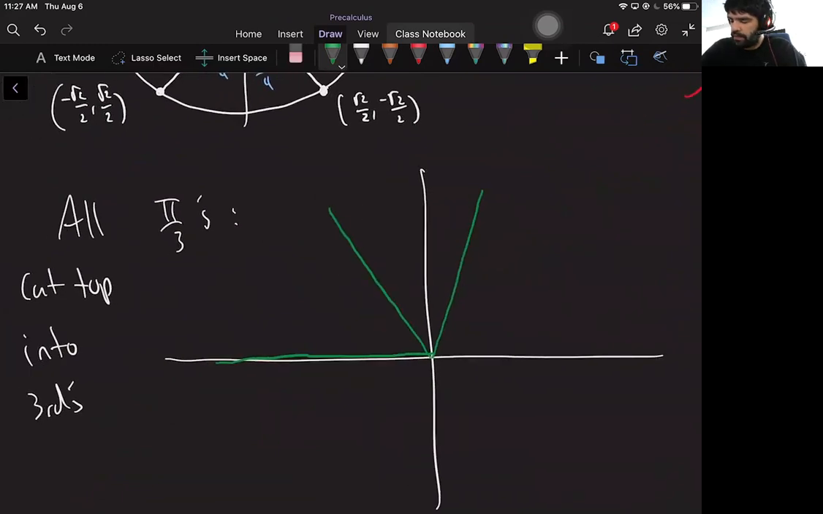So then what's going on is that this first angle is your pi over 3, and the next one is just another pi over 3, which makes it to be 2 pi over 3. And then your next one is 3 pi over 3, and so on like that. Then you cut the bottom into thirds the same way, 1, 2, 3, and you'll get 4 pi over 3, 5 pi over 3, and then back to the start, 6 pi over 3, which is 2 pi.